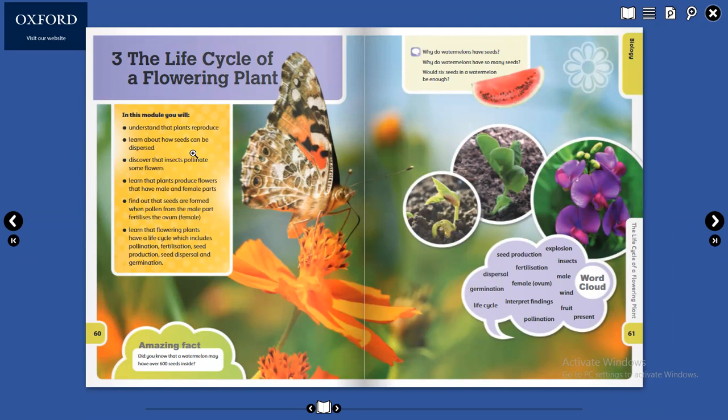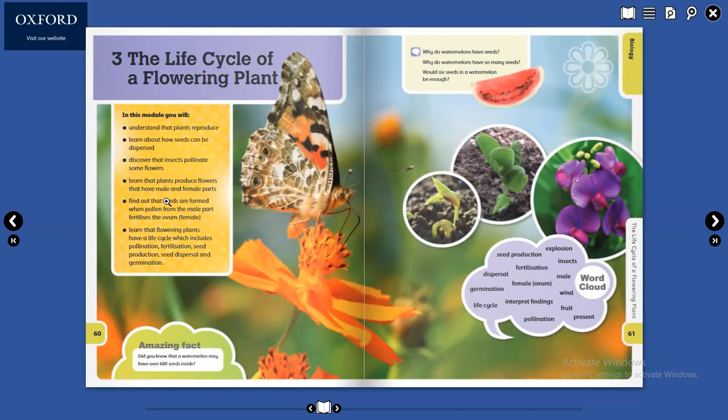Learn about how seeds can be dispersed. Dispersed means spread. How can you disperse the seeds, or how are seeds dispersed? Seed means seed. Here you can see seeds. Page 60 you can see on your screen. Discover that insects pollinate some flowers. Insects pollinate some flowers, okay.